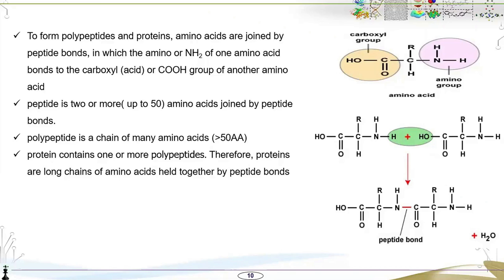So a protein contains one or more polypeptides, linked by the peptide bond. The peptide bond is the bond between the carbonyl carbon and the amide nitrogen. Guys, is this clear, or should I repeat one more time? These are very basics and fundamentals.